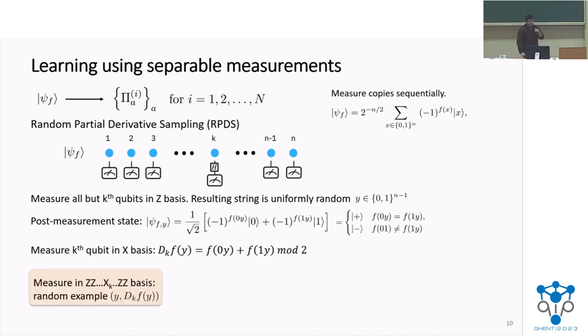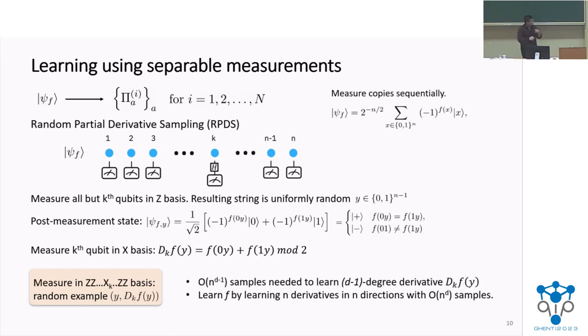So it's pretty simple. All you have to do is measure in the z basis everywhere except for the kth qubit, where you measure in the x basis, and then you get random examples of the form y, an n minus 1 bit binary string, and the partial derivative in the kth direction evaluated on it. As before, you can learn any degree d Boolean polynomial with order n to the power d samples. Here we learn degree d minus 1 derivatives, and we just need order n to the power d minus 1 samples to do this. So if we want to learn the function f, we just need to learn all the different partial derivatives in n directions, and we can do that in order n to the power d samples. So it's a very simple routine.